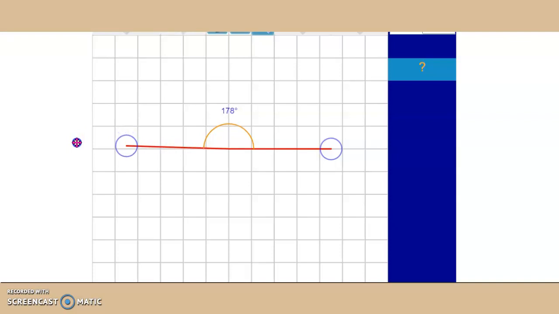179 degrees, which is almost a flat angle or a straight angle, but it's not. It's almost. So you can say from 91 to 179 is obtuse. It's bigger than 90, smaller than 180. So 179 is obtuse, 91 is obtuse, 110 is obtuse.